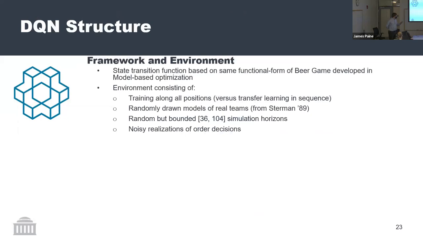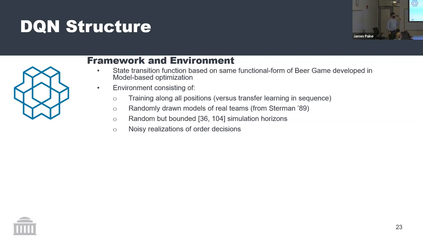Really quick, what I actually ended up building: the state transition function is based upon the functional form of the beer game that was developed in the model-based optimization, model-based with an asterisk in that corner there. The environment itself allows simultaneous training across all positions, versus the MSOM paper, where they trained each position separately. The environment is a randomly drawn group of teams from the 1989 Sterman paper. The time horizon is also random between 36 and 104 to avoid the agent memorizing when it's going to get to the end of the simulation. And it has the ability to have noisy realization of order decisions.